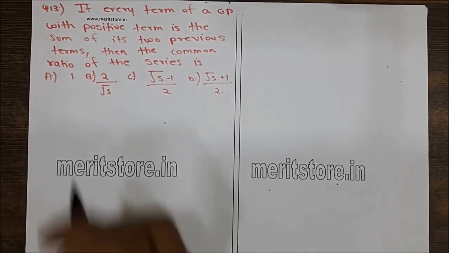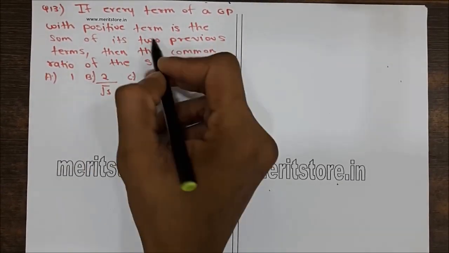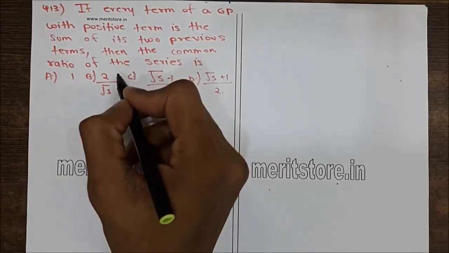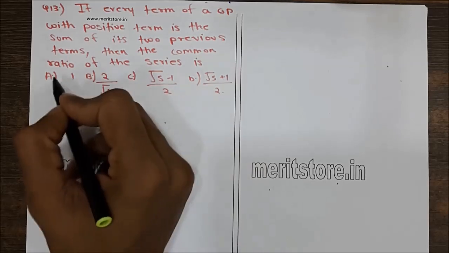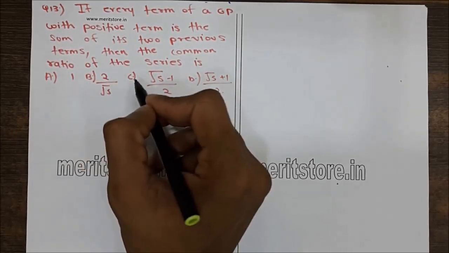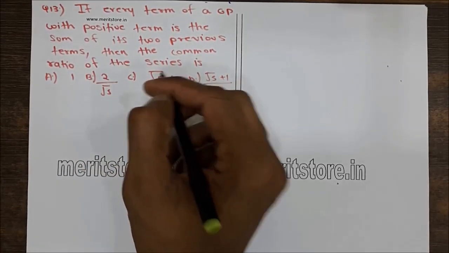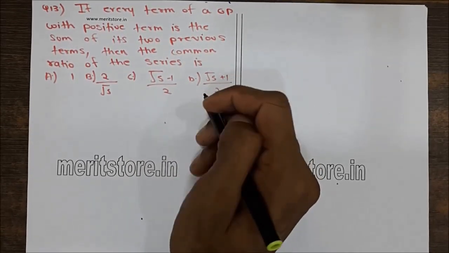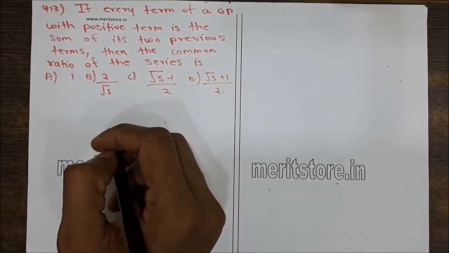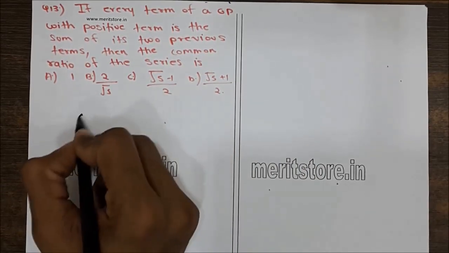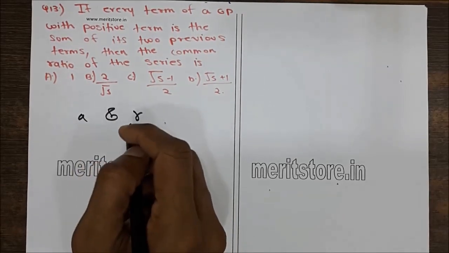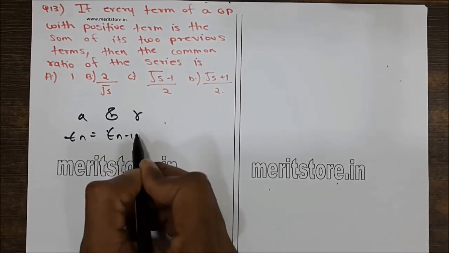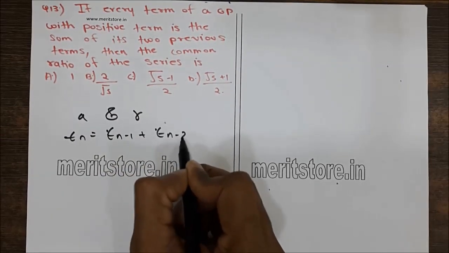Question 13. If every term of a GP with positive terms is the sum of its two previous terms, then the common ratio of the series is, we have four options, that is A 1, B 2 by root 5, C root 5 minus 1 by 2, and D root 5 plus 1 by 2. So let the first term and the common ratio of the GP be respectively a and r. Then under the condition T of n is equal to T of n minus 1 plus T of n minus 2.